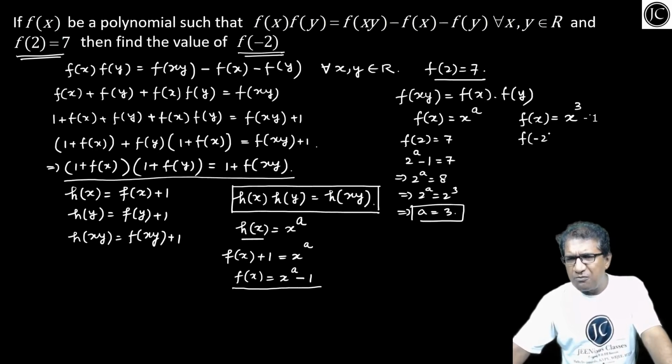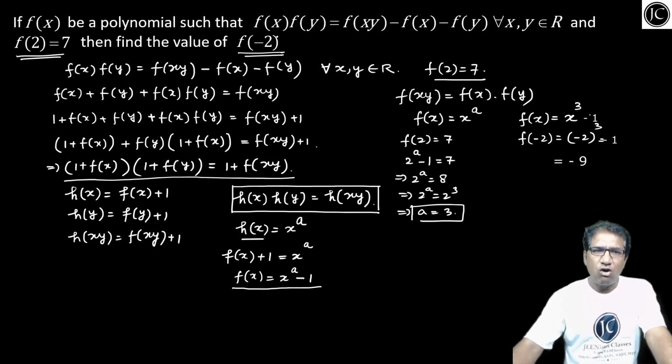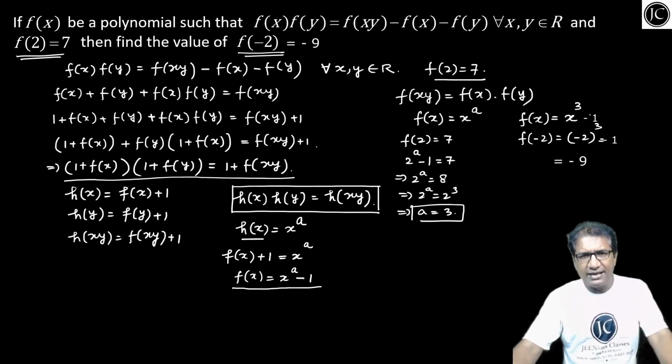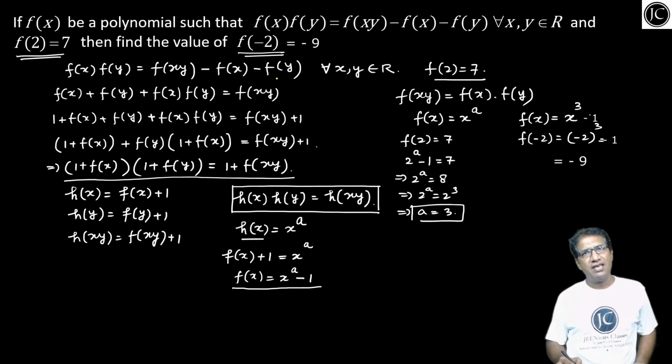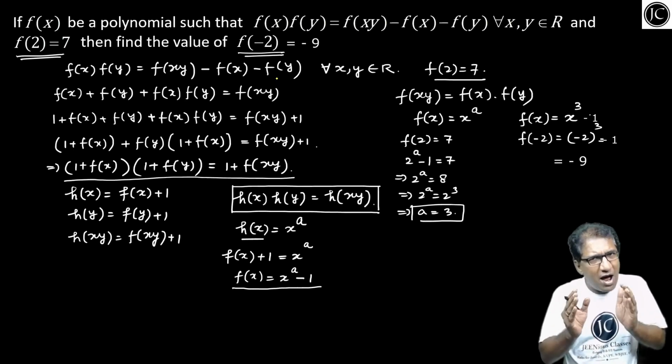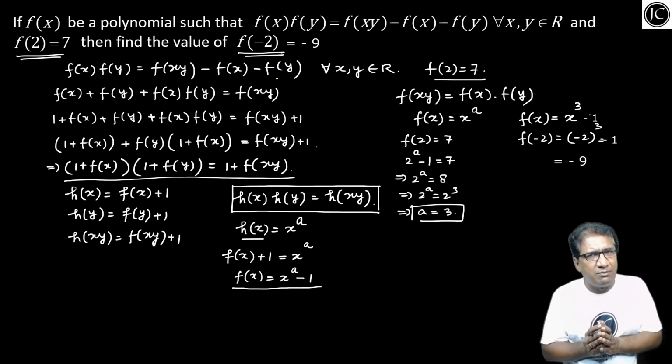So f of minus 2 will be minus 2 to the power 3 minus 1. That gives us minus 9. So इसका आंसर कितना आएगा, इसका आंसर मेरा आएगा minus 9. That's it. Have you understood how I'm approaching those kind of sums?